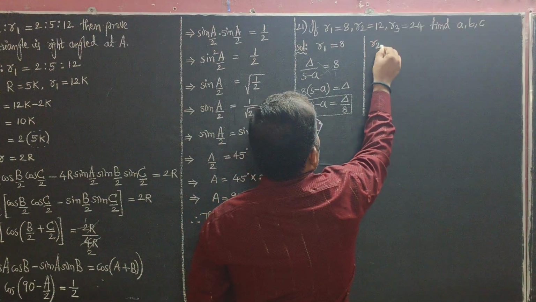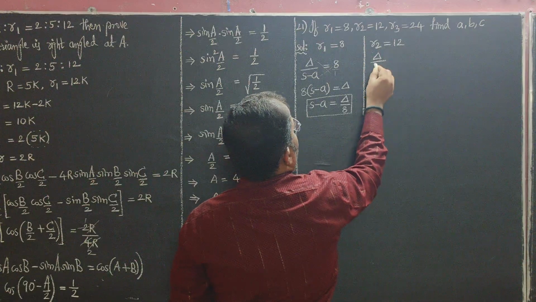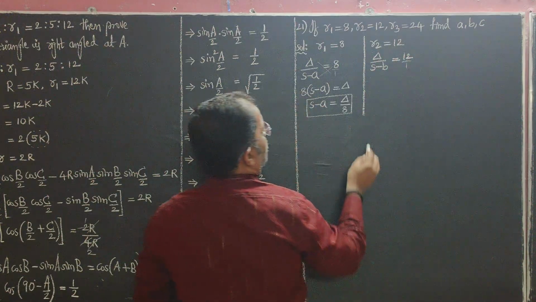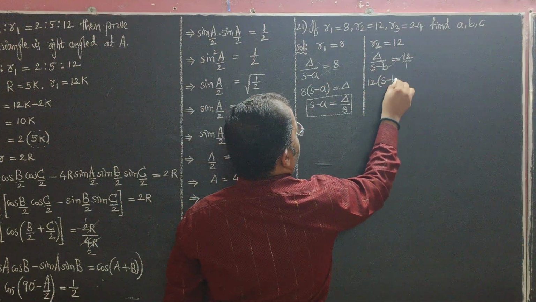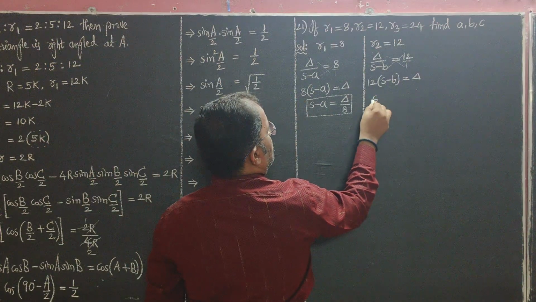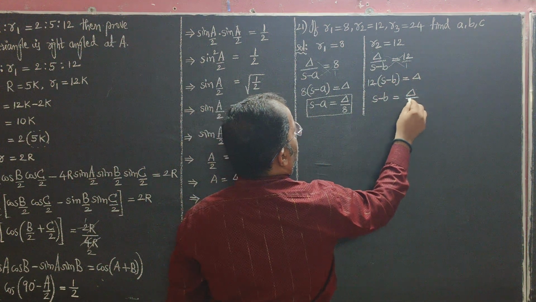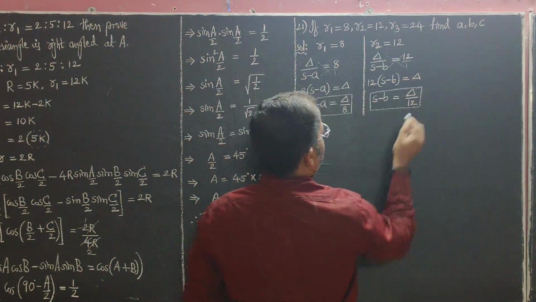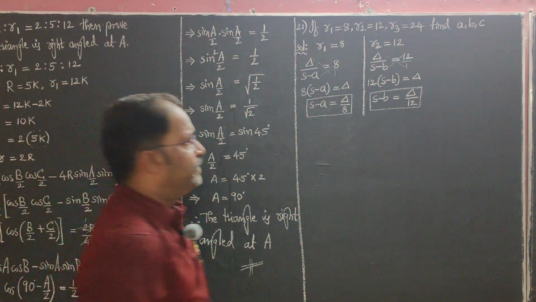From r2, what is the r2 value? 12. Okay, the r2 formula is delta by s minus b equals 12, means 12 by 1. Same again, cross multiplication: 12 into s minus b equals delta into 1, delta. Now from this, the s minus b value becomes delta divided by 12. Okay, s minus a value completed, s minus b value completed.